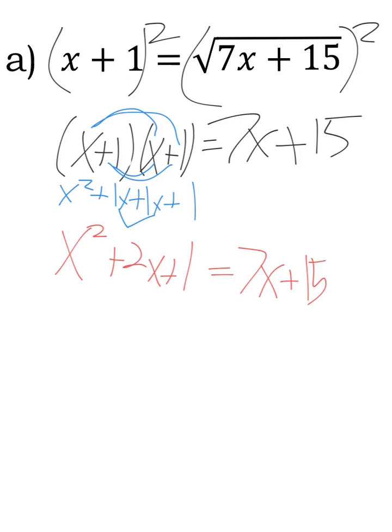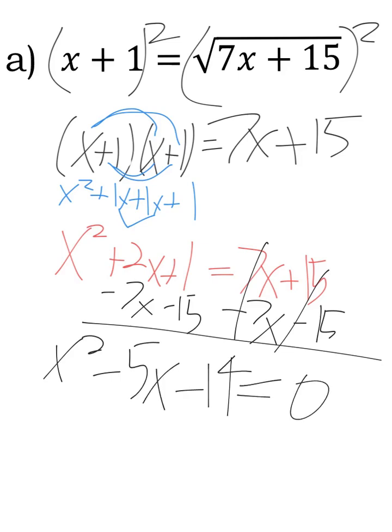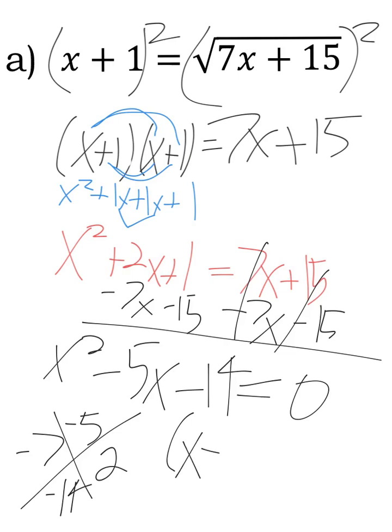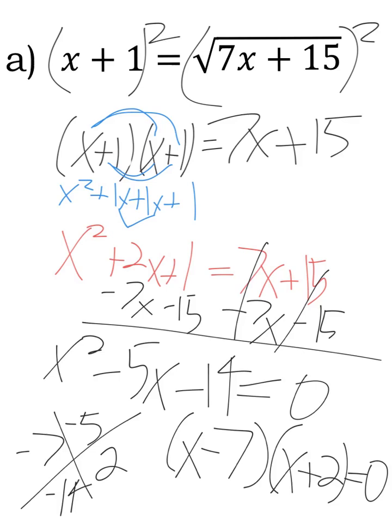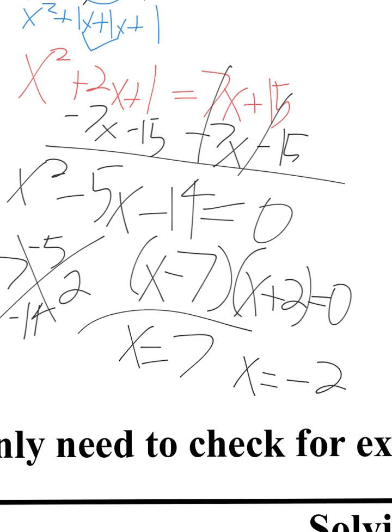So get everything to one side, and then it should still be able to factor. Minus 7x over, minus 15 over, and I now have x squared minus 5x minus 14 equals 0. My factors of negative 14 that add to negative 5 are negative 7 and positive 2. So I say x minus 7 and x plus 2 equals 0. So I get x equals 7 and x equals negative 2, all right?